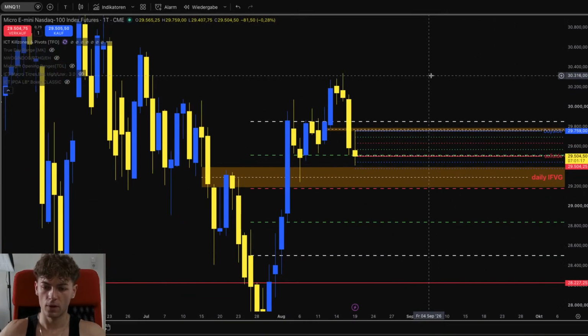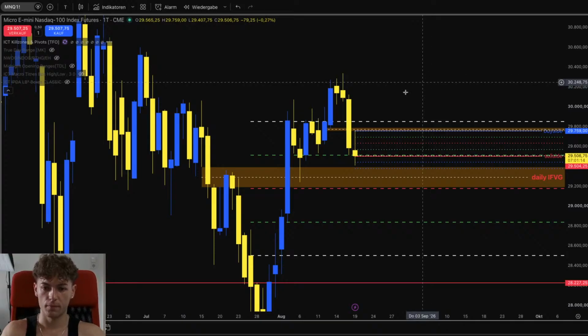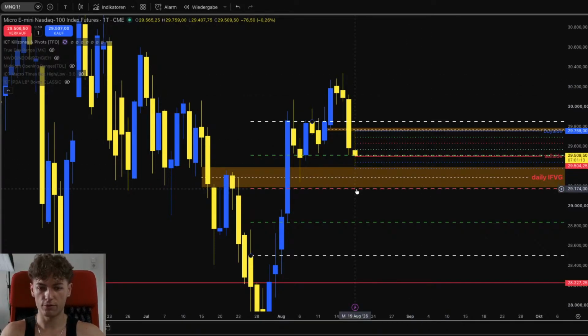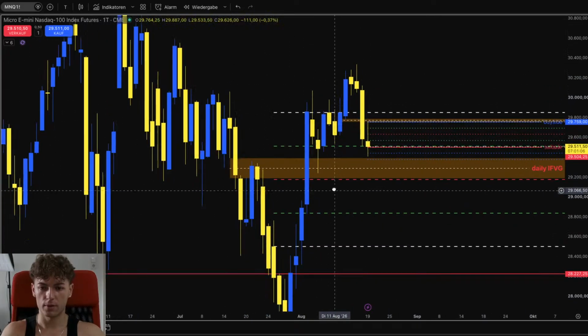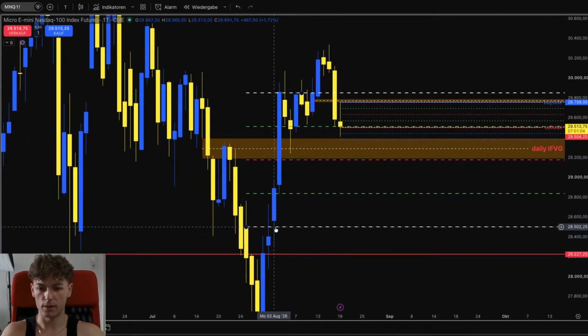Okay, so if we have a close below this inversion fair value gap, that will warrant a deeper retracement even down into this volume imbalance. But we don't want to concern ourselves with this volume imbalance right here, as long as we are closing above this inversion fair value gap.